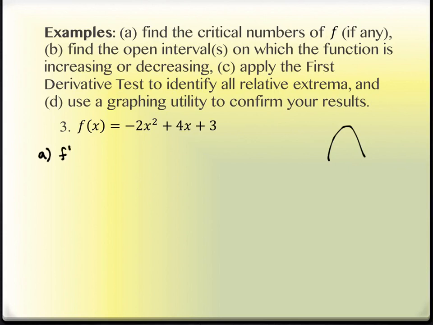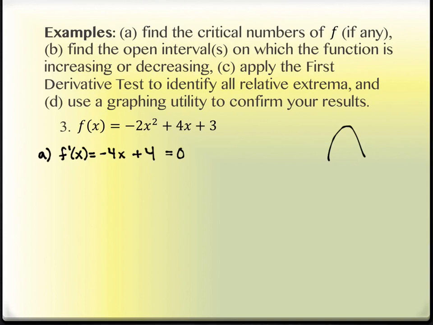So the first part of this is to find critical numbers. In other words, we need to find where the derivative is equal to 0 or does not exist. So what is the derivative of this function? Negative 4x plus 4. Everybody good with that? Wonderful. Now, I need to set it equal to 0 or does not exist. This one doesn't have any does not exists.